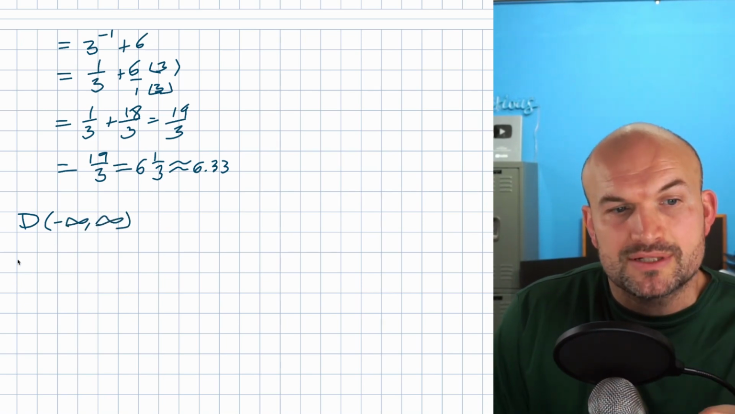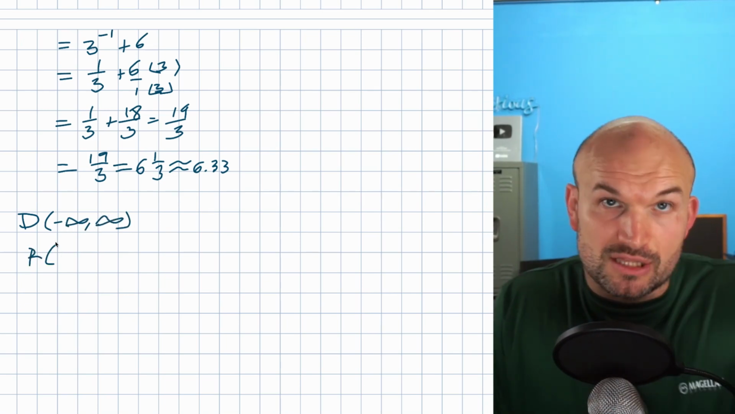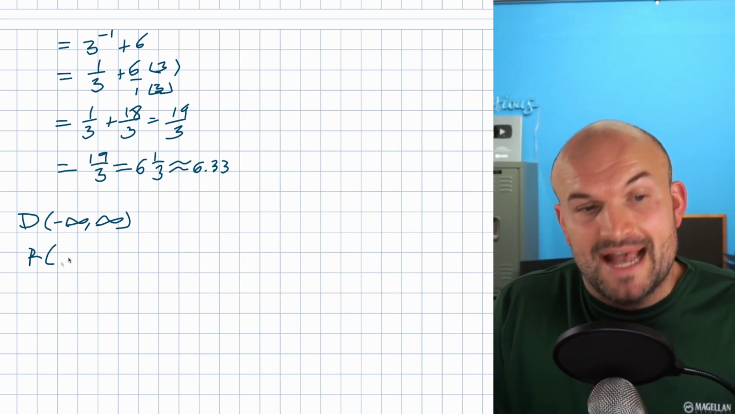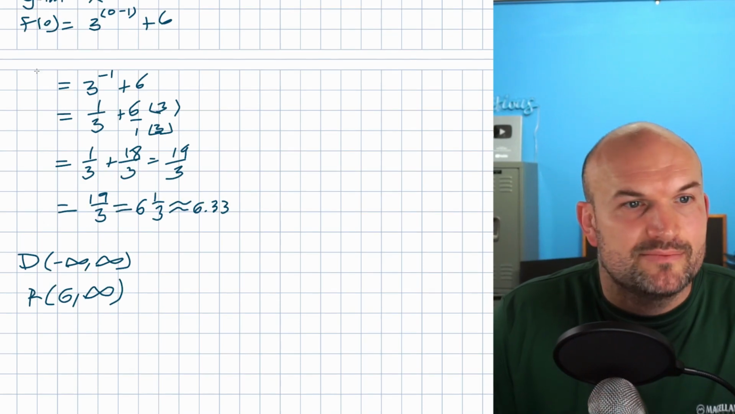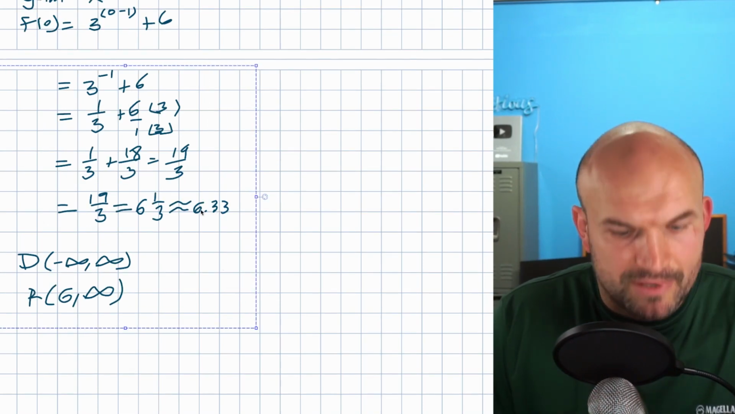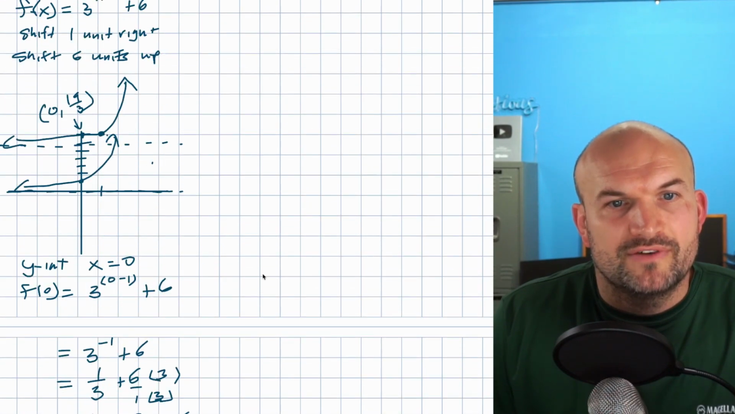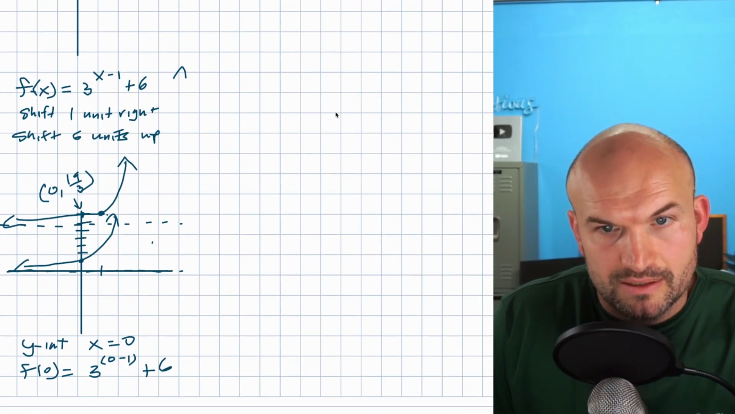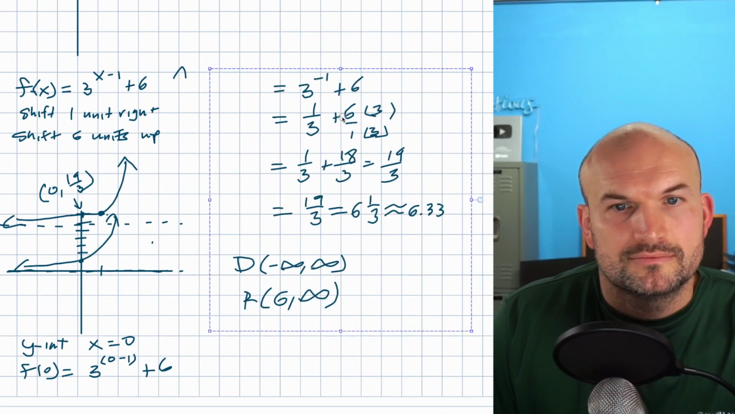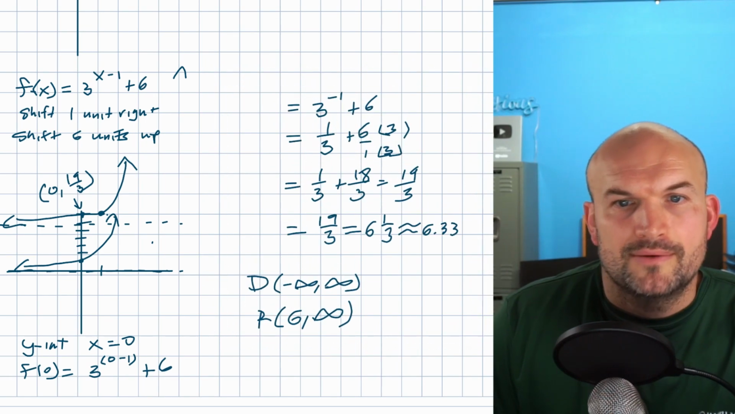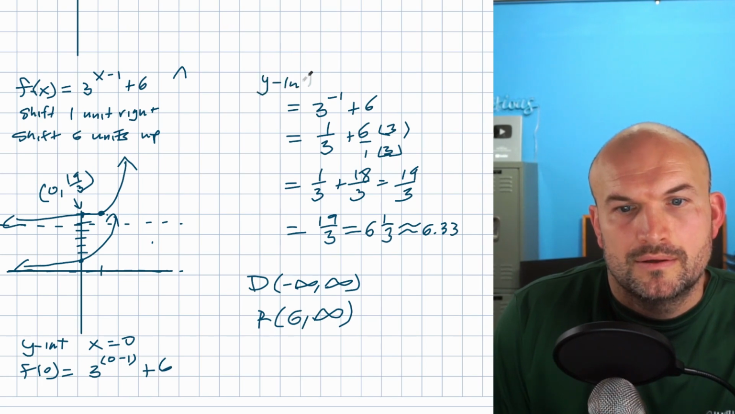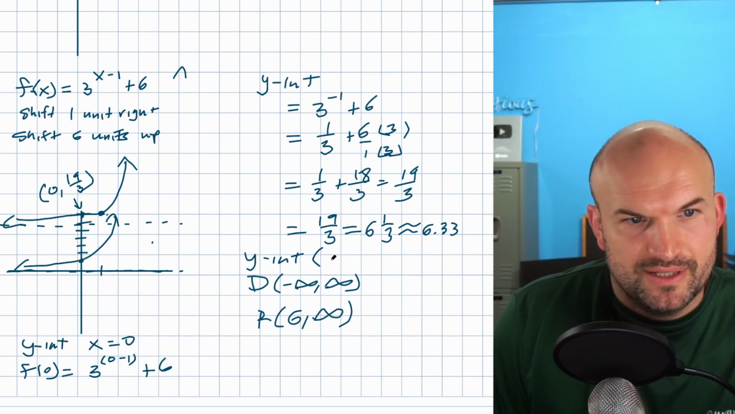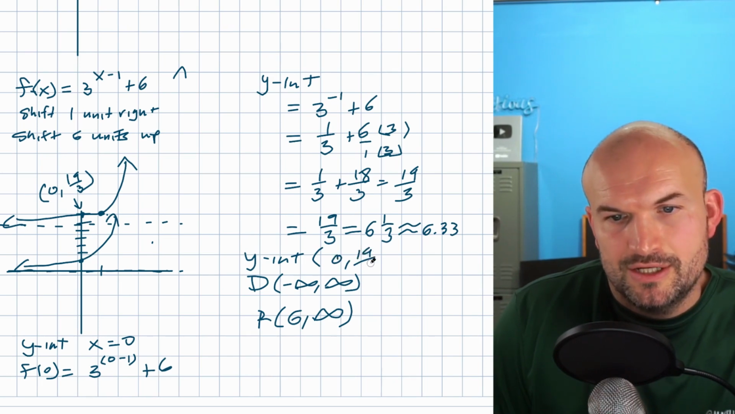It's all real numbers. And the range, though, is now going to be from its lowest value, which is at 6, which is my asymptote, to infinity. Let's go ahead and move this information up here and put it over here so everything is next to each other. There we go. And then we'll just call this the y-intercept. So my y-intercept is going to be (0, 19/3).